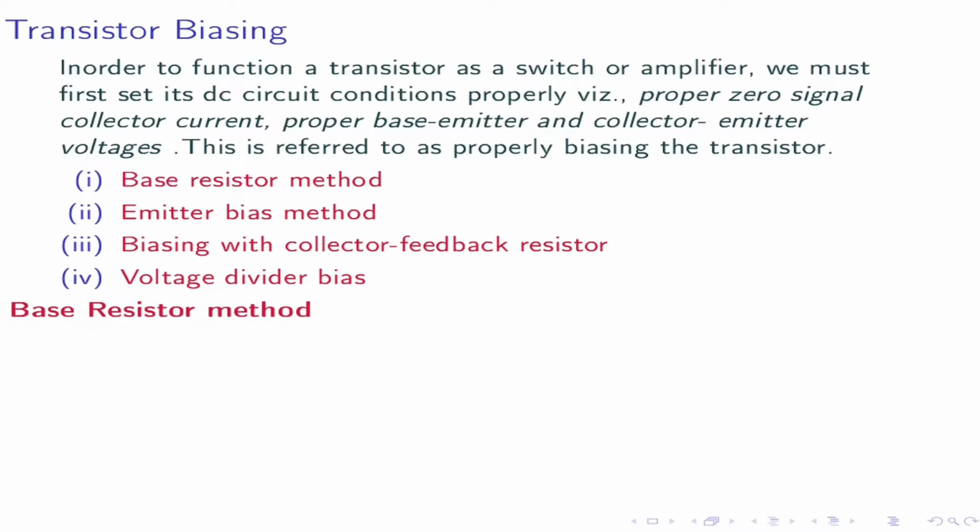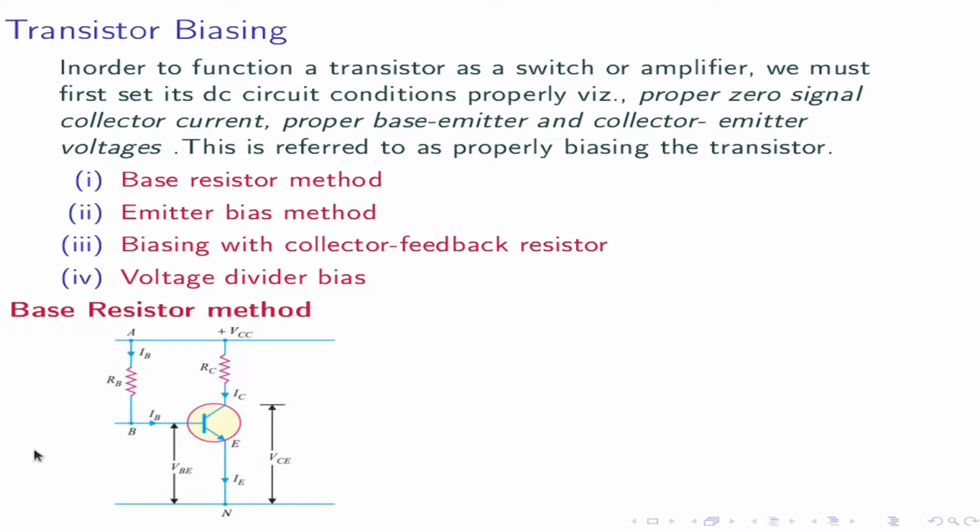Base resistor method. In this method, we are connecting a high resistance RB in between base and plus VCC. This plus VCC provides necessary zero signal base current in the circuit. When a current IB flows through RB, it makes the base emitter junction forward biased. Due to this base current IB, there will be sufficient collector current, which is beta times IB. So IB is IC by beta.